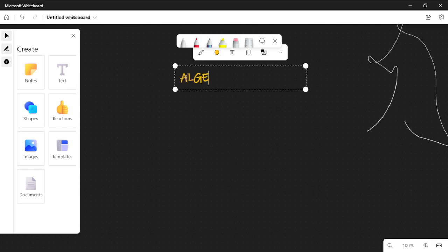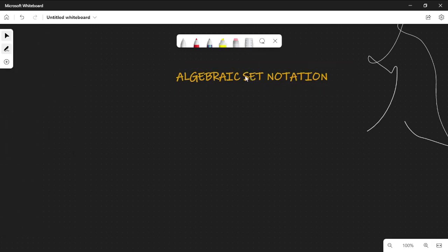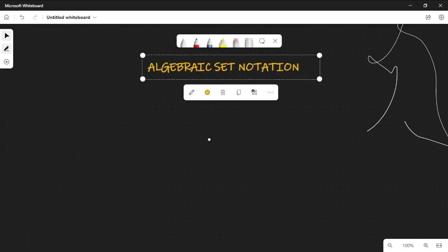Algebraic set notation. All right, okay, so we want to look at algebraic set notation. This is the next heading now. What do we mean by algebraic set notation?